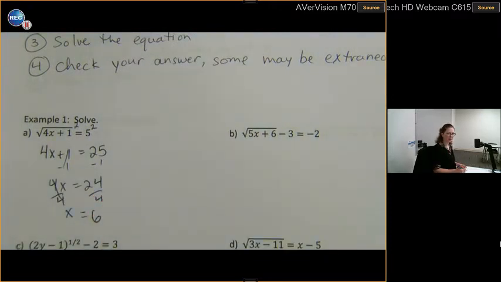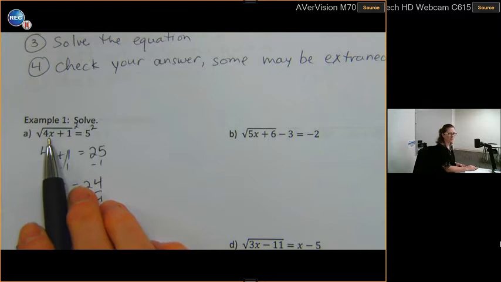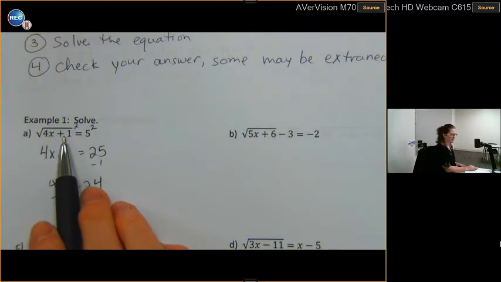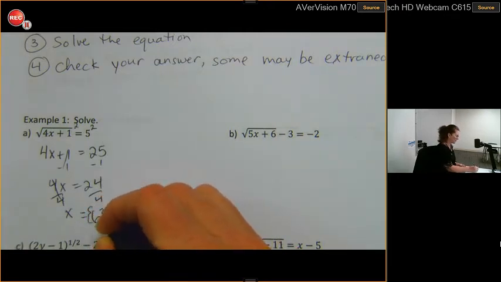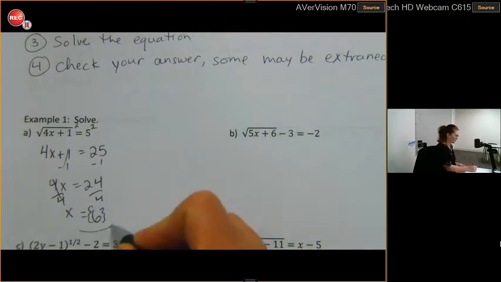I do a quick check. You can write it, or you can just do it mentally. 4 times 6 is 24. Plus 1 is 25. The square root of 25 is 5. So our solution set is just the number 6.